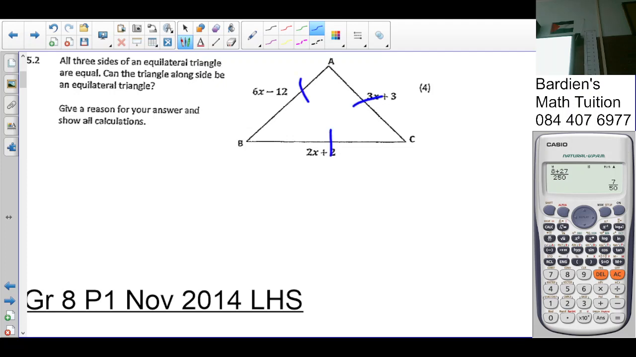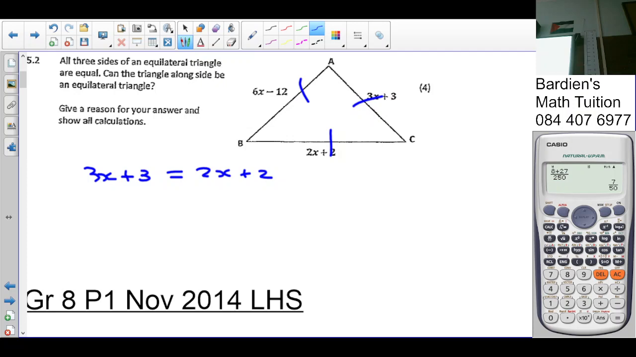So what we do is we say, okay, let's solve for x and see. We got 3x plus 3 is equal to 2x plus 2. It would have been the same if I had said 6x minus 12 is equal to 2x plus 2, or 6x minus 12 is equal to 3x plus 3. It would have been all the same thing. What I'm doing here is setting up an equation to solve for x, and then we can work out the length of each side.